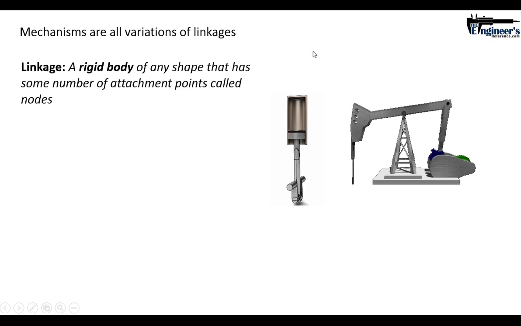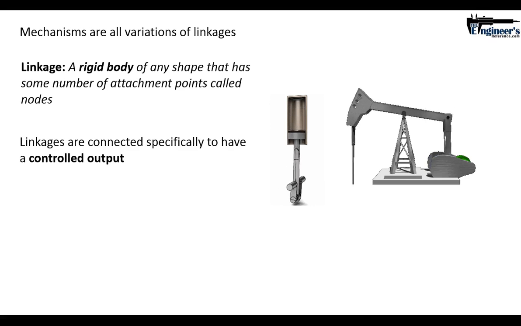Now, if we define what a linkage is, a linkage is just a rigid body, I've got that in bold, of any shape that has a number of attachment points called nodes. That's the engineering definition of a linkage. Linkages are connected specifically to have a controlled output. All these are just rigid bodies being pinned together, held together through nodes to get you a specific output.